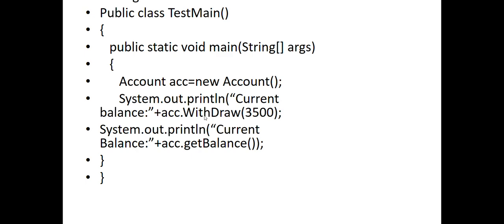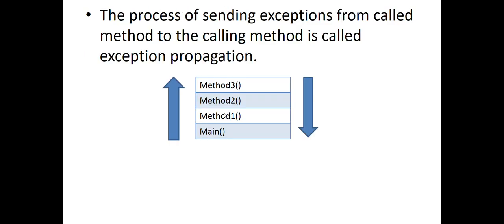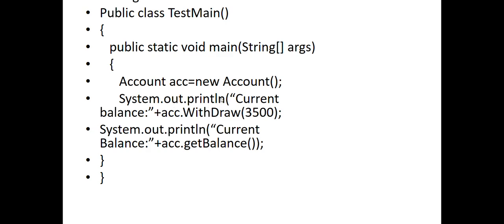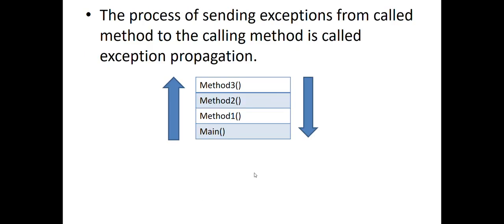current balance, then when calling the withdraw function, it will go to the withdraw method. It will check if amount is 3500, which is greater than balance. So the condition is true, then it will throw the exception, insufficient balance in your account. So it will display the message and break out, exiting the program. So this is the concept behind custom exception.